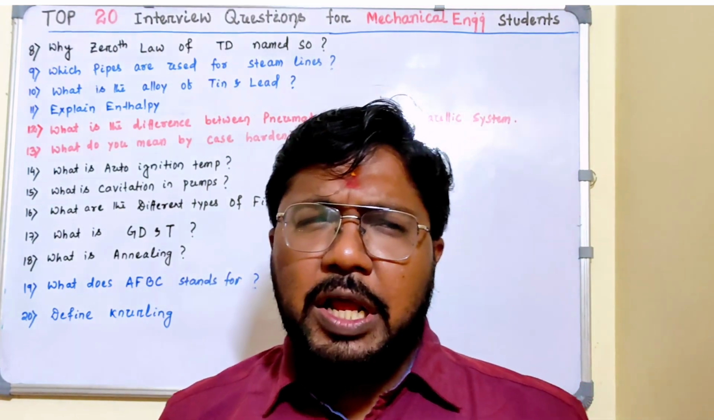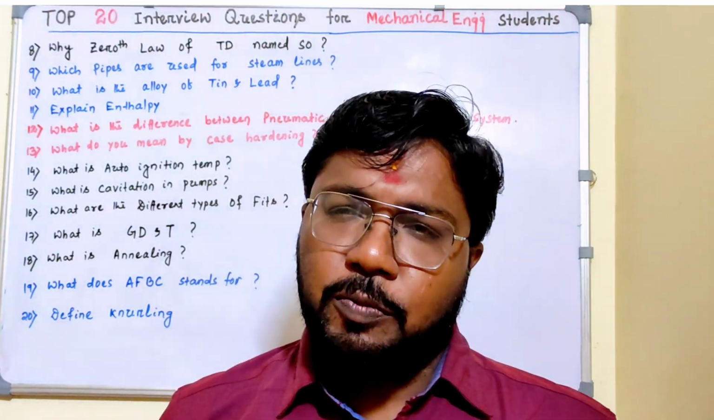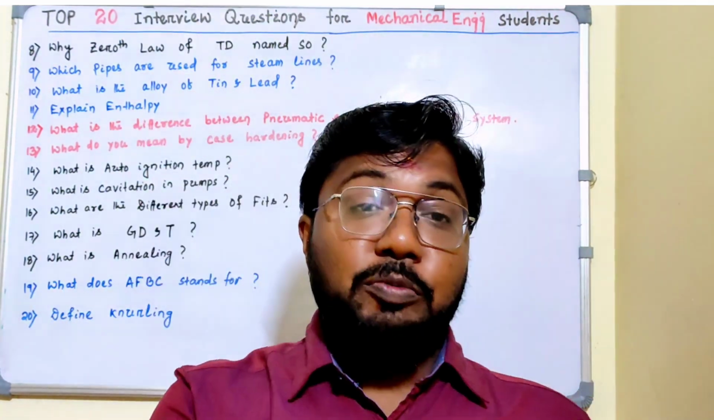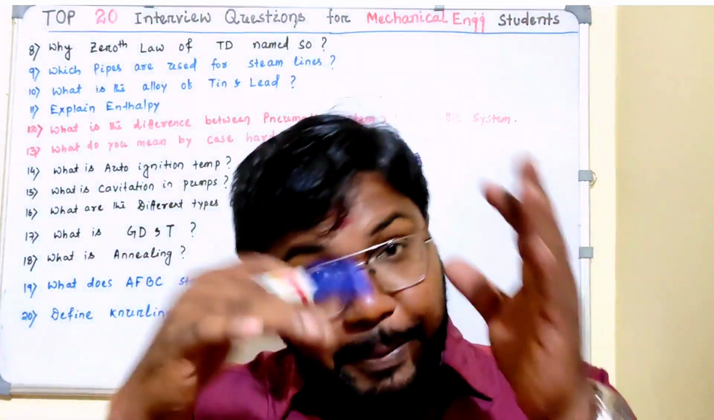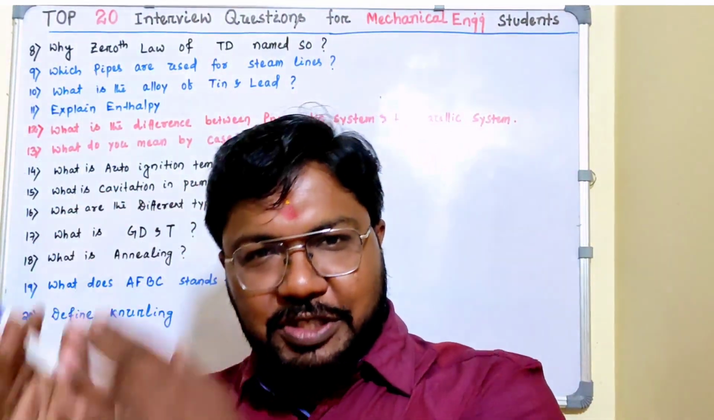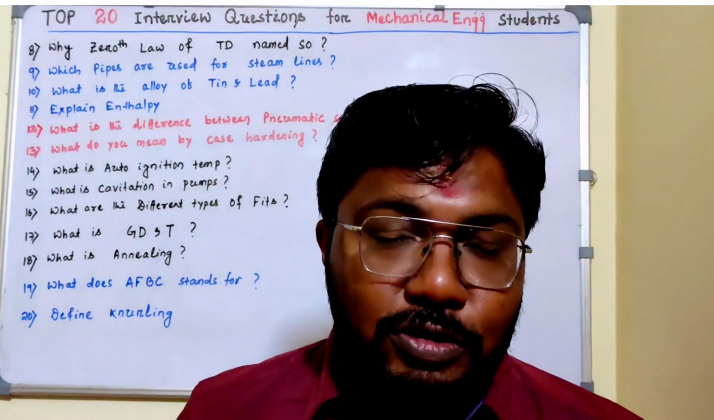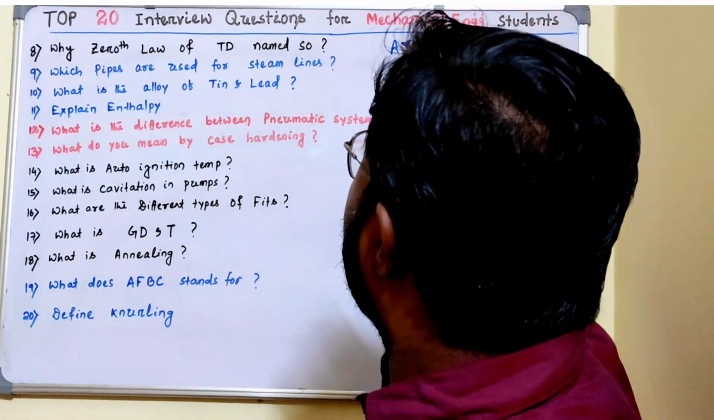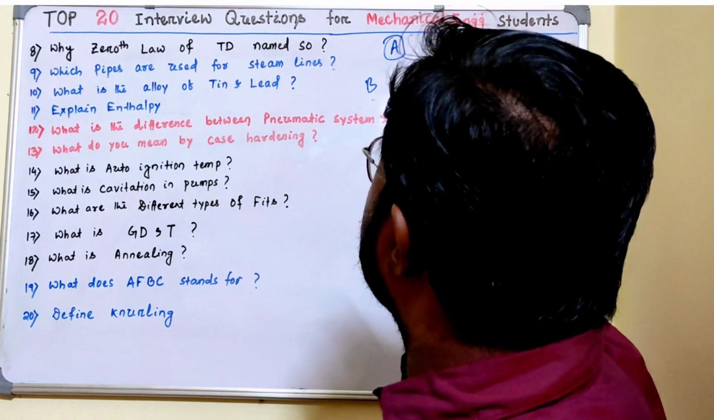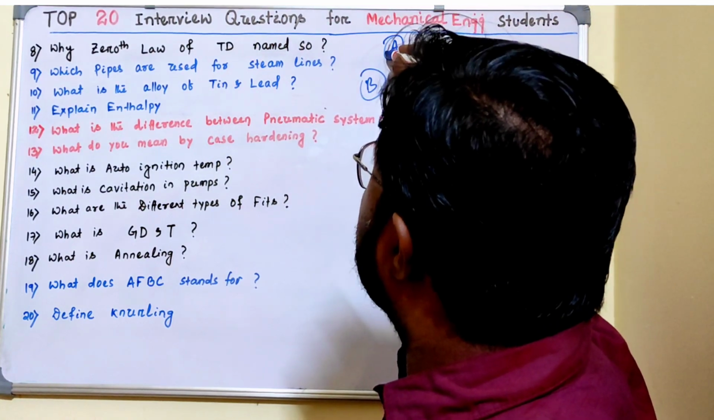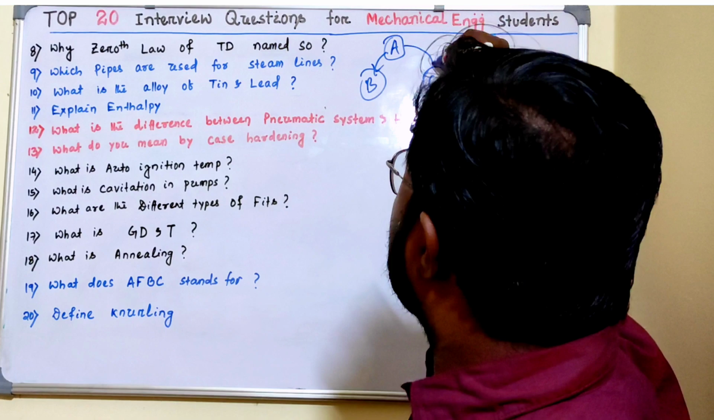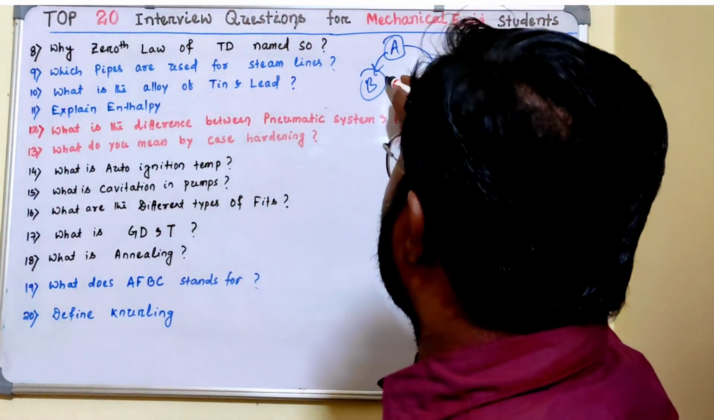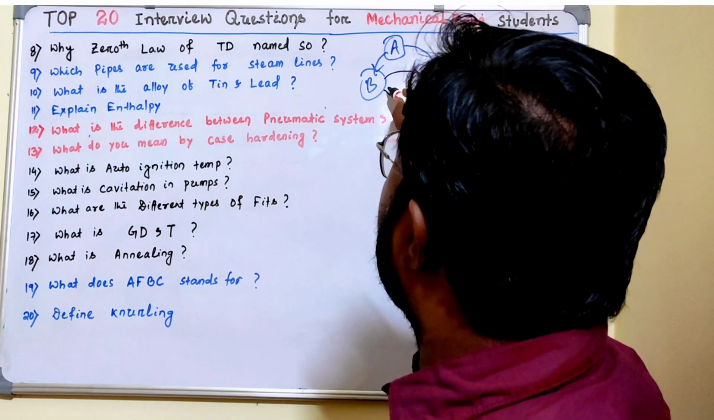And what is the Zeroth Law of Thermodynamics? It says that if system A is in thermal equilibrium with system B, and also separately in thermal equilibrium with system C, then B and C are also in thermal equilibrium with each other. We can write like this: A is in thermal equilibrium with B, A is also in thermal equilibrium with C, then B and C are in thermal equilibrium with each other.